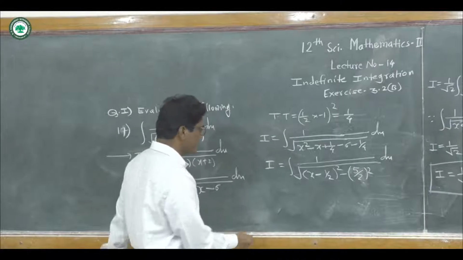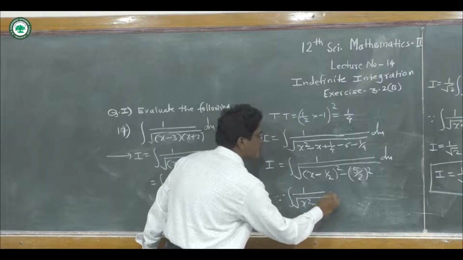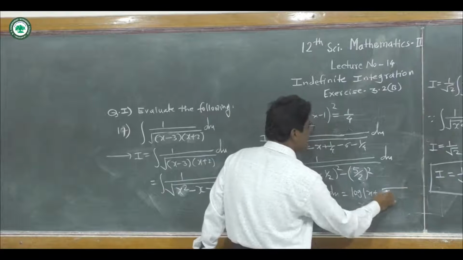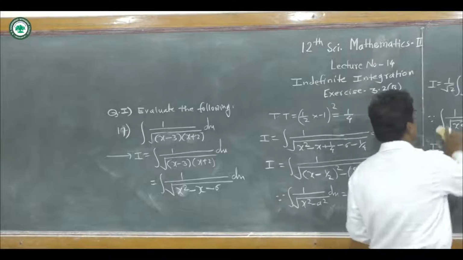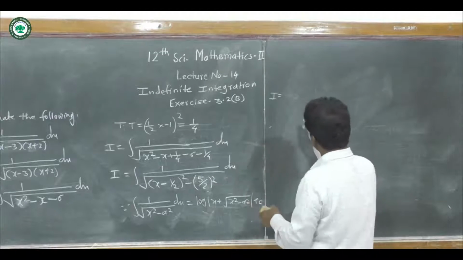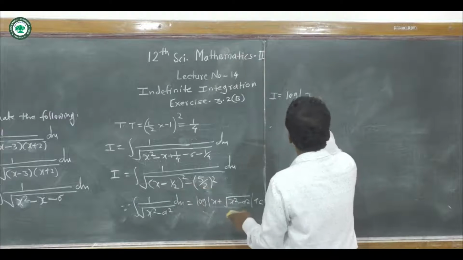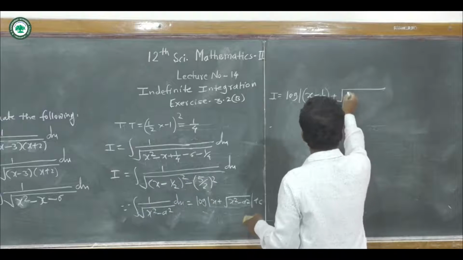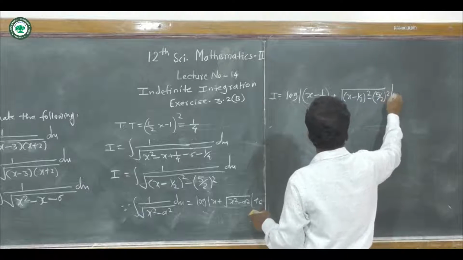Now use the standard formula: integration of 1 upon root of x square minus a square dx is equal to log of x plus root of x square minus a square, plus the constant of integration. Therefore the required integral I becomes log of x minus 1 half, plus under root of (x minus 1 half) whole square minus (5 by 2) whole square, plus the constant of integration.